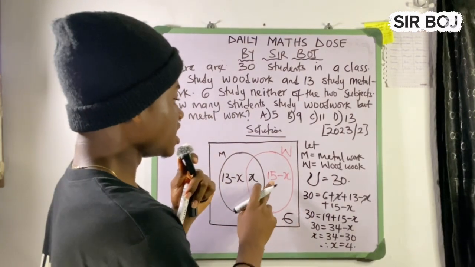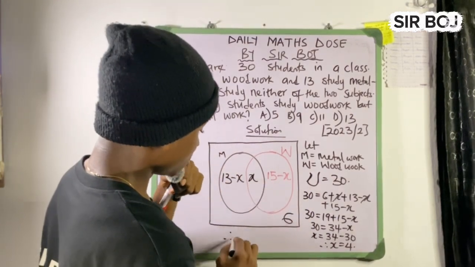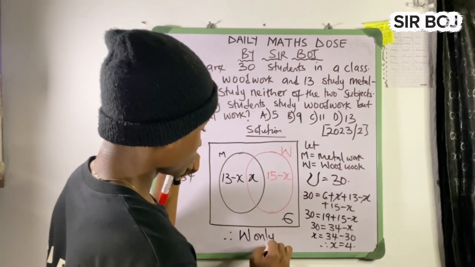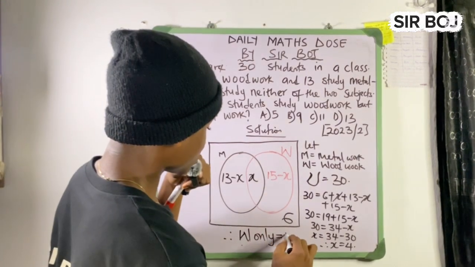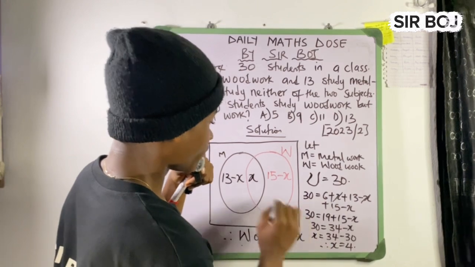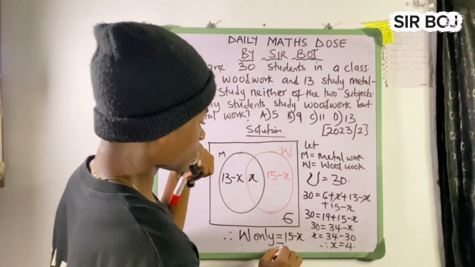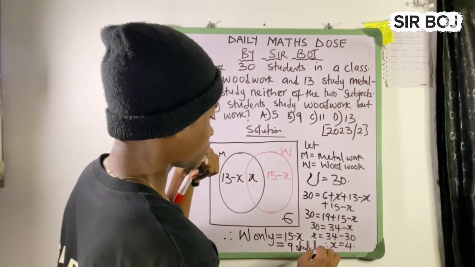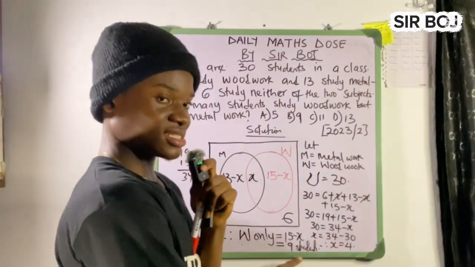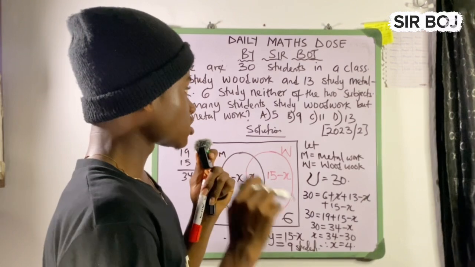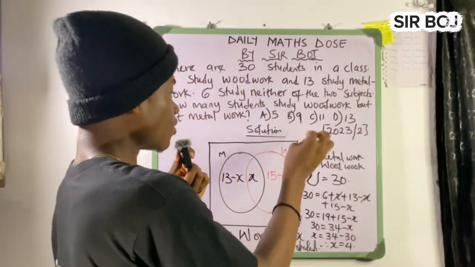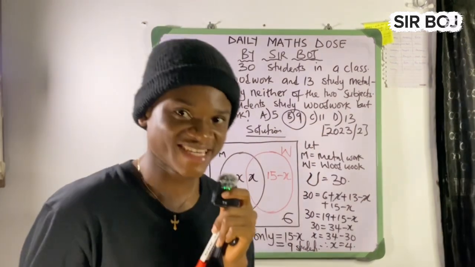Since X is equal to 4, the number of students that study woodwork only, or woodwork but not metal work, is 15 minus X. Therefore, woodwork only is equal to 15 minus X, which is 15 minus 4, which is 9 students. So we have 9 students that study just woodwork but not metal work. The answer obviously is option D.